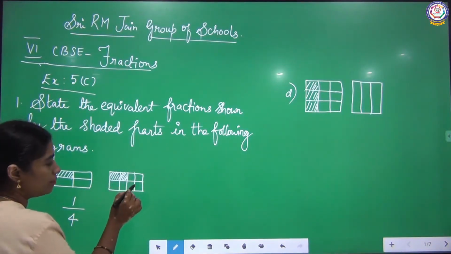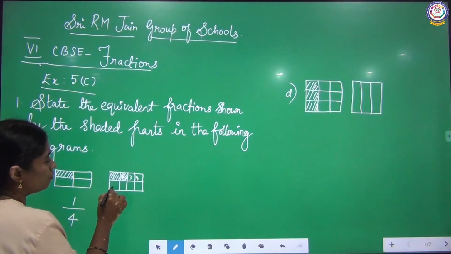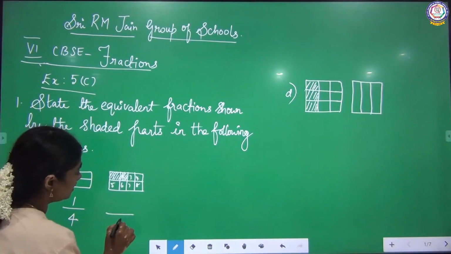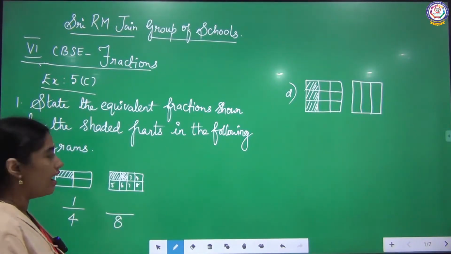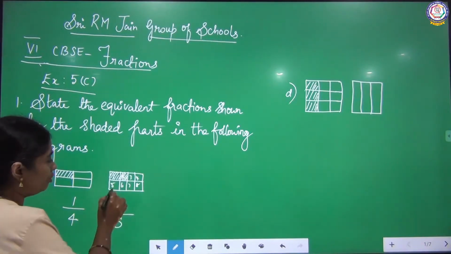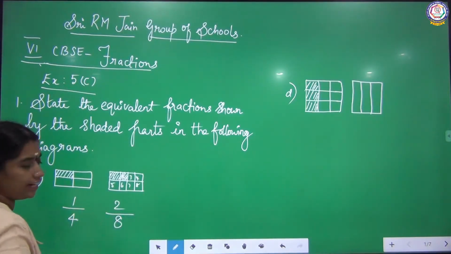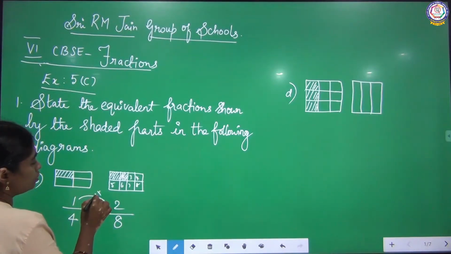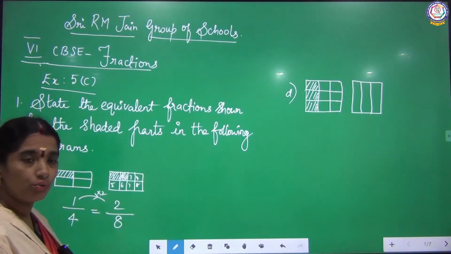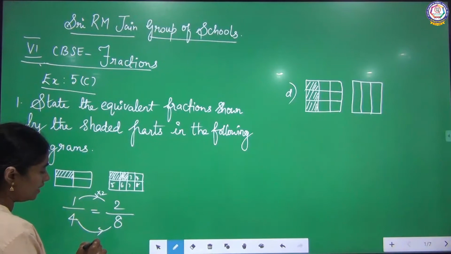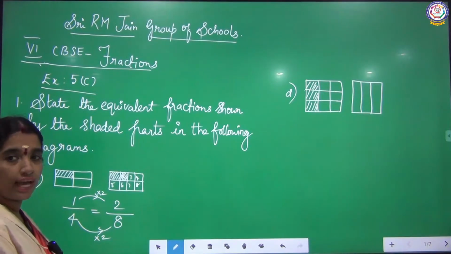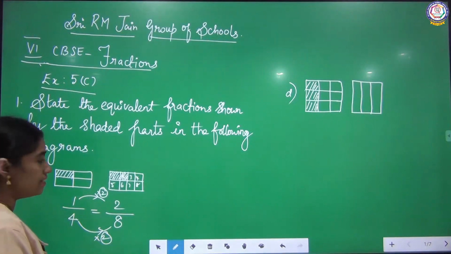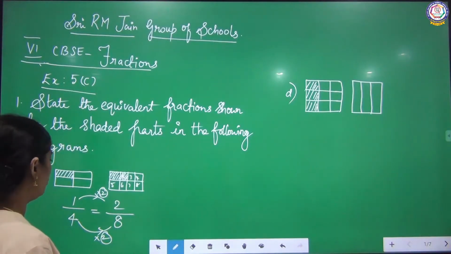Now here the total number of equal parts is what? 1, 2, 3, 4, 5, 6, 7, 8. So the total number of parts denotes in the denominator. So 8, and my shaded part is what? 2. So whether this 1 by 4 and 2 by 8 are equal? Yes, it is equal. Why? Because 1 I multiply by 2, I get the answer 2. Same thing in the denominator, 4 when I multiply by 2, the answer is 8. So it is a common multiplication here. Got it? So 1 by 4 is equal to 2 by 8.